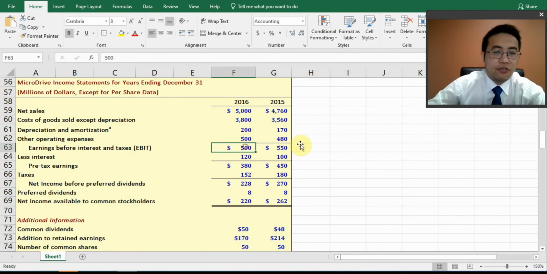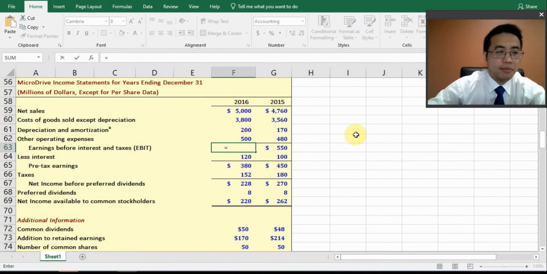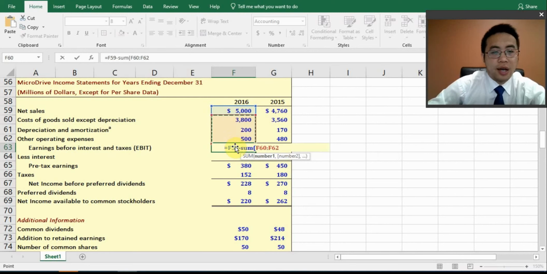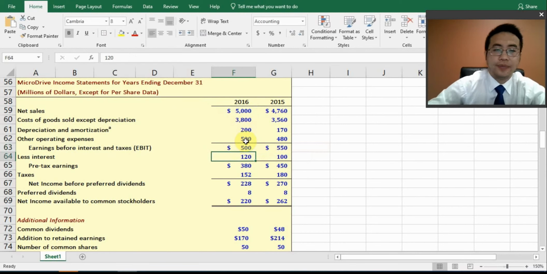So the very first formula you're going to put in here for the income statement is EBIT, earnings before interest and taxes. And we also call this operating income or operating profit. So this is the income or profit from the operating side, from selling things and having all these expenditures. So it equals net sales minus the summation of all the other three types of expenses. Okay, then drag it to the right.